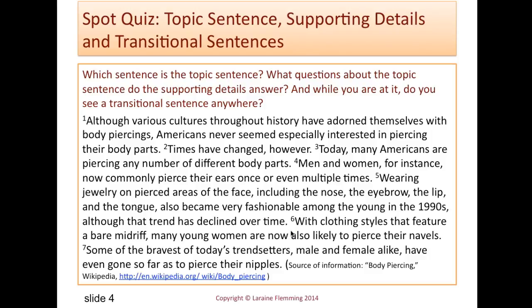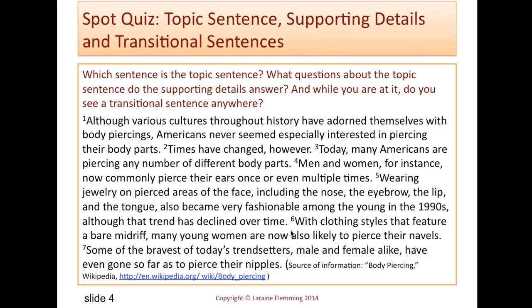Let's try another paragraph. As I read this one, would you do this? Try to figure out what the topic sentence is for this paragraph. What questions about the topic sentence do the supporting details answer? And then while you're at it, do you happen to see a transitional sentence anywhere?